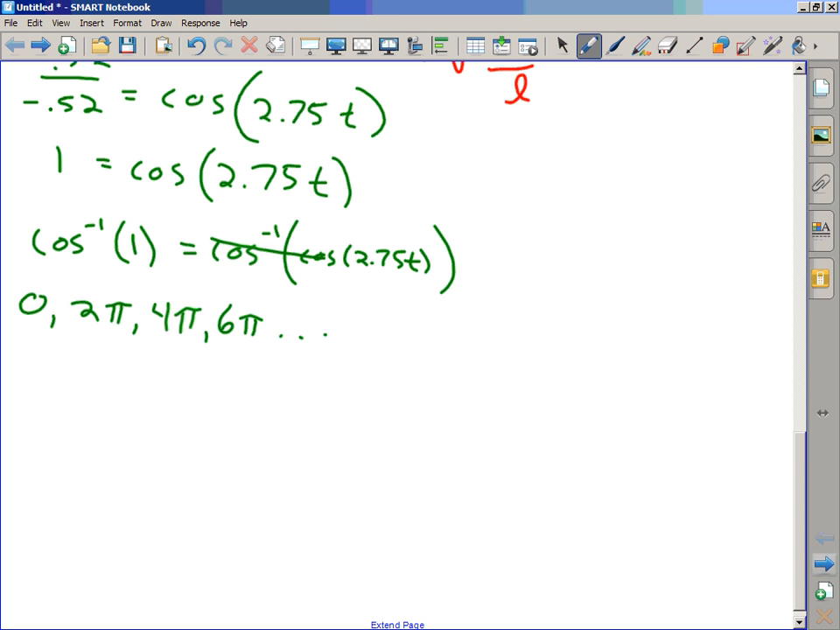In the negative versions, which we've just got to use our understanding of cosine in the question to figure out, would be pi, 3 pi, 5 pi, 7 pi, right? Those would give us the negative versions. Those would give us, if you will, the maximum accelerations going back in the negative direction.